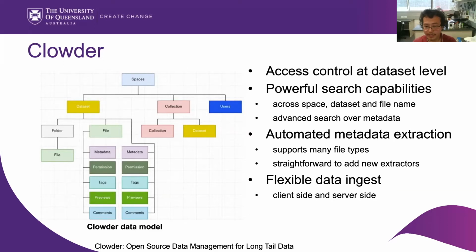Importantly, Clowder is very flexible in terms of data ingestion. The data can be ingested from the client side, so from the web or any client that talks to the Clowder REST API, or the data can also be ingested server side. If the data can be transferred by other means to the server, you can just tell Clowder to index the data at a certain location on the server. This is important, and I will explain later.